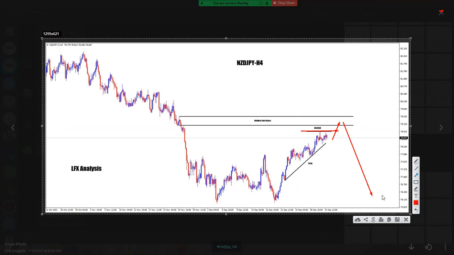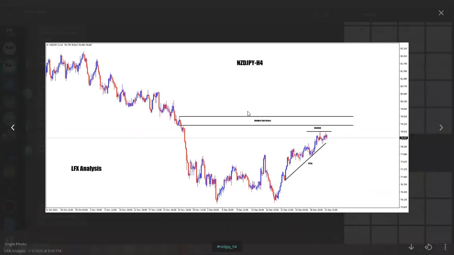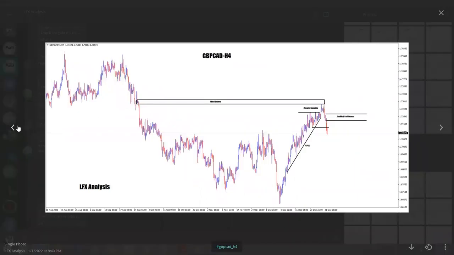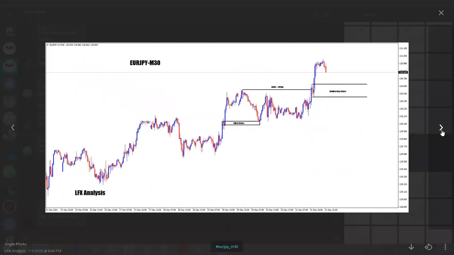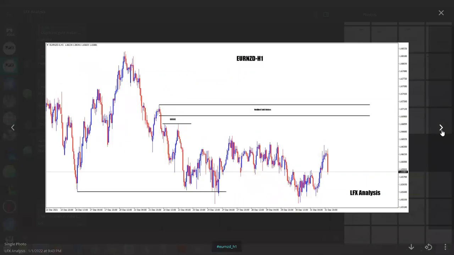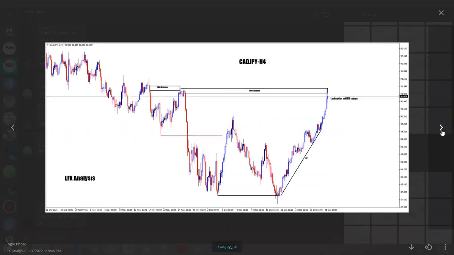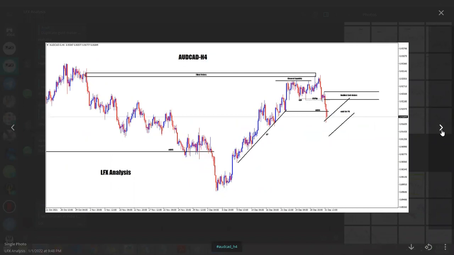I think, let me stop with this example because we can just go on and on and on. These are the concepts that we trade. There's nothing really complex. This also went in profit.